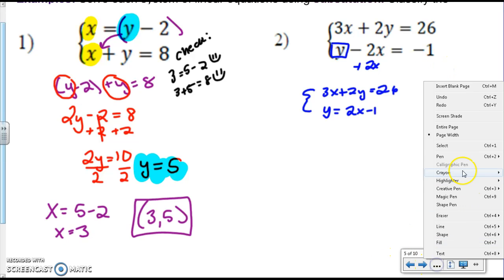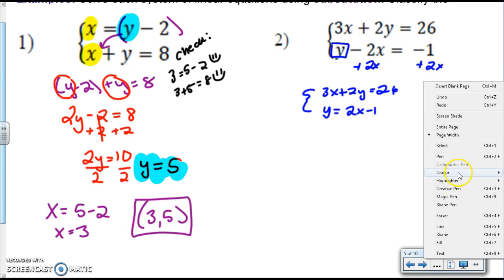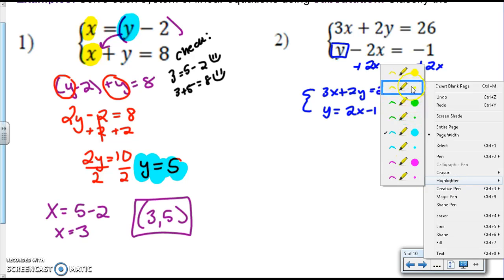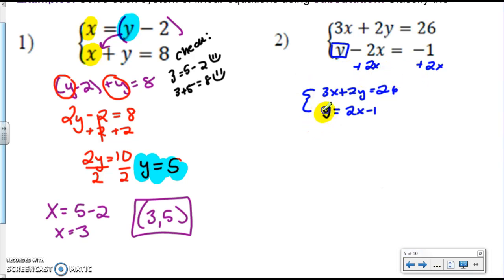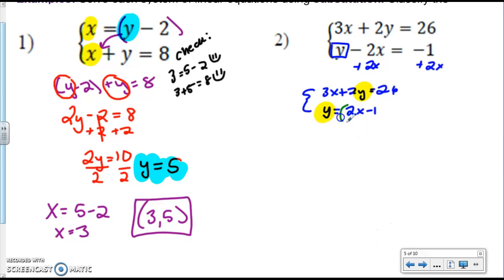So once I have that alone, or set up so the y is alone, I can go ahead and do everything that I did in the previous problem. So this time, notice that it's a y by itself, so I'm going to plug what I have into the y in the first equation. So I'm going to go ahead and take my 2x minus 1, plug it in for y. So we have 3x plus 2, and instead of y, we have 2x minus 1 equals 26.